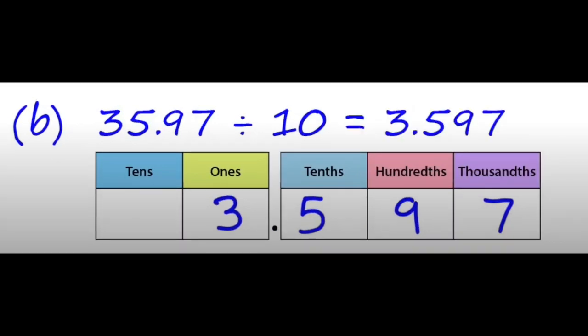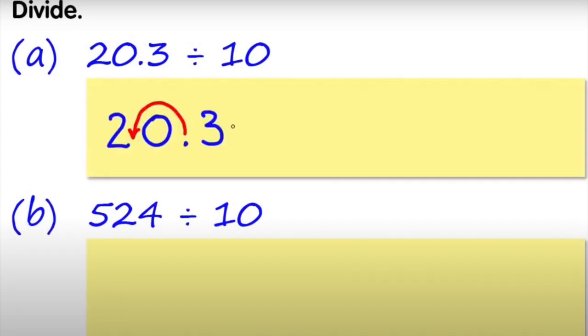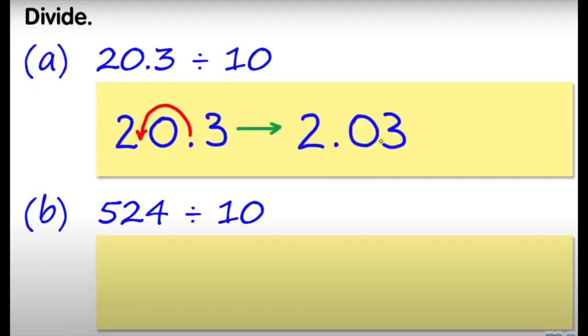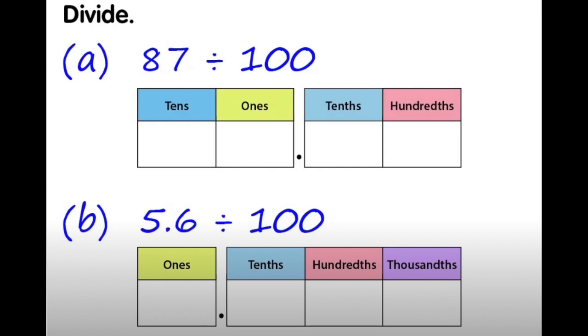All right, let's practice one more before you do your work. This question is 20.3 divided by 10. We shift it 1 to the left, so it ends up being 2.03. 524 divided by 10 becomes 52.4.